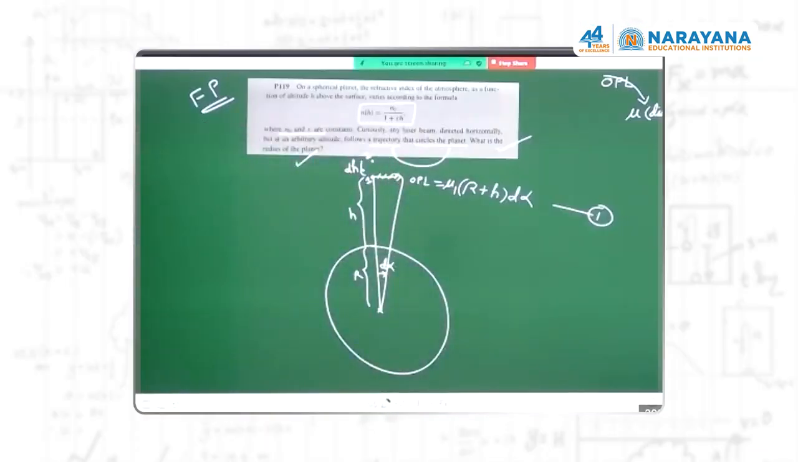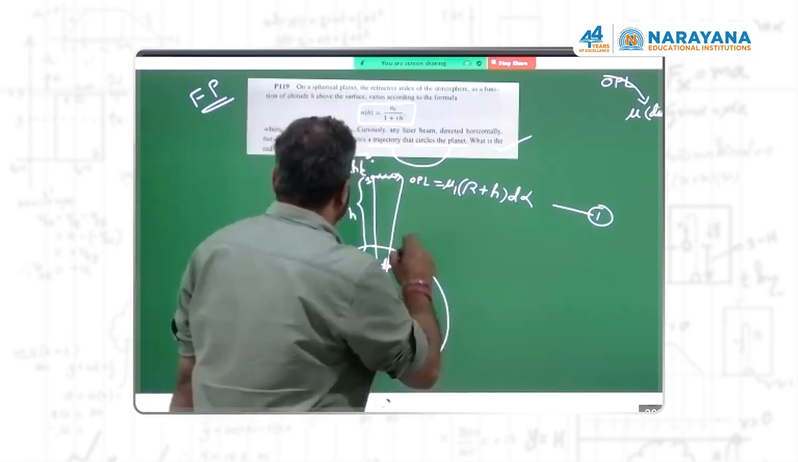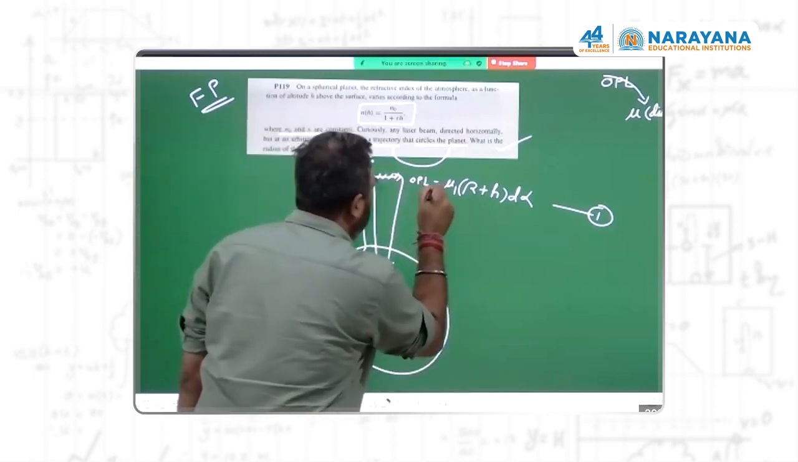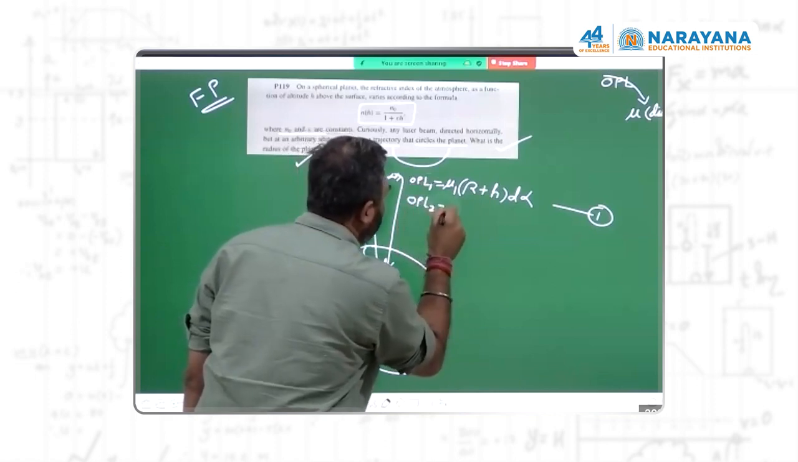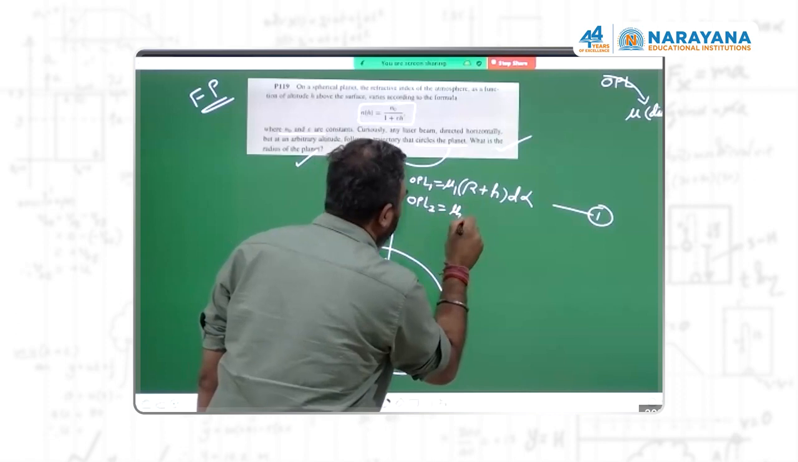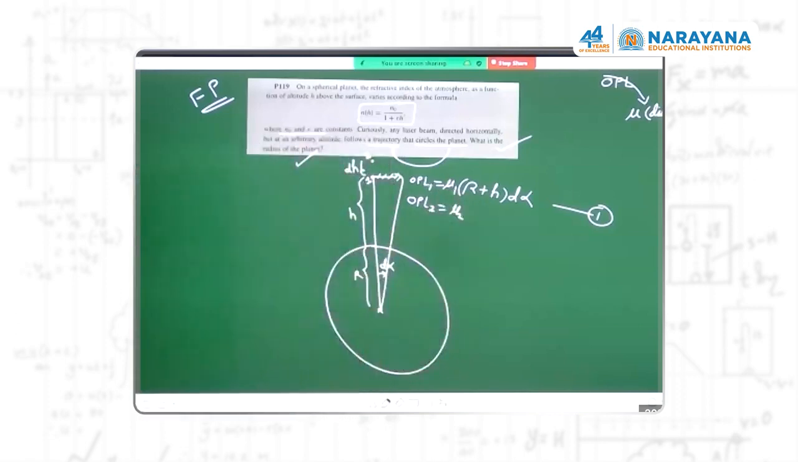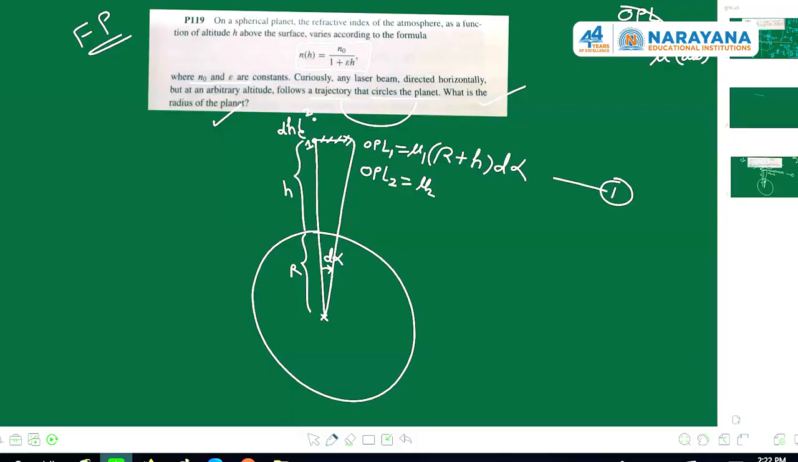This is the optical path length of 1. If I want to write the optical path length for 2, it should be mu2, mu at that location, into r plus h plus dh, and the whole multiplied by d alpha. That is equation number 2.